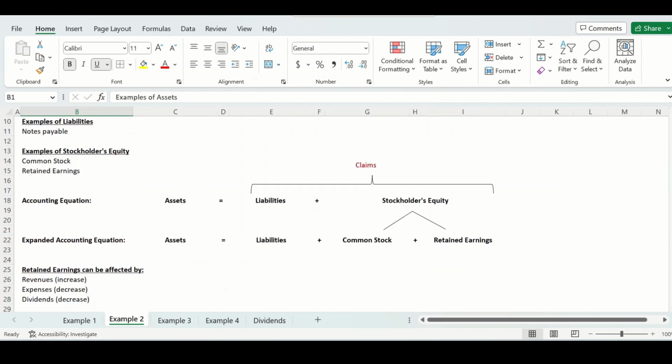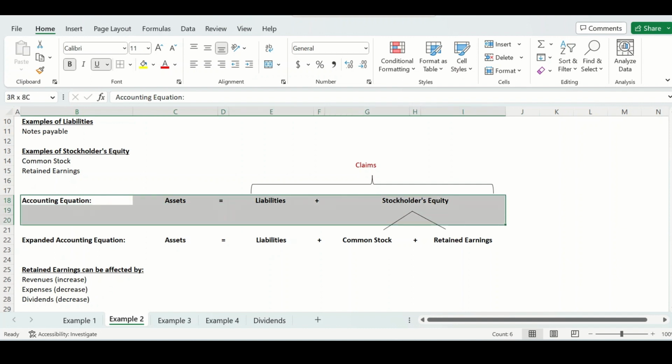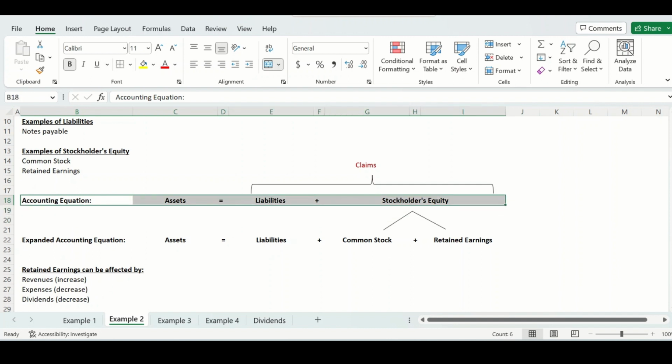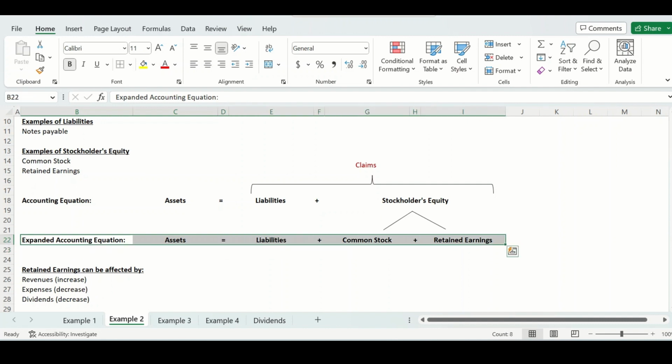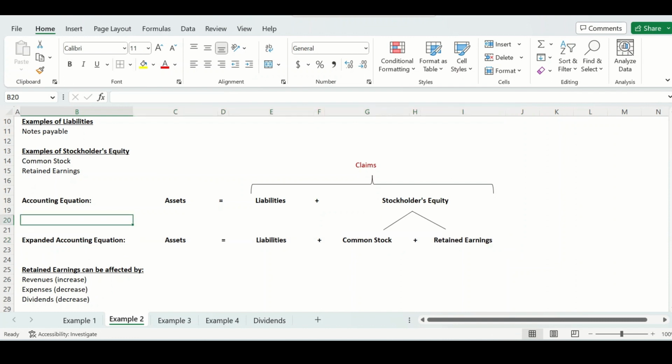So thinking still on the stockholders' equity portion, in the previous video, we discussed how the accounting equation is assets equals liabilities plus stockholders' equity. Well, because we can break out stockholders' equity into two more pieces, common stock and retained earnings, we can also step that basic accounting equation out into the expanded version. So the expanded accounting equation is assets equals liabilities plus common stock plus retained earnings. So we've taken that basic accounting equation and stepped it out one step for the stockholders' equity portion.